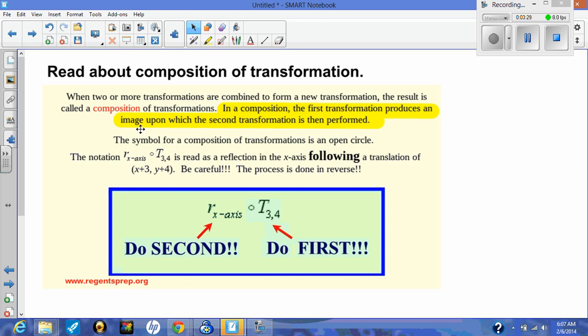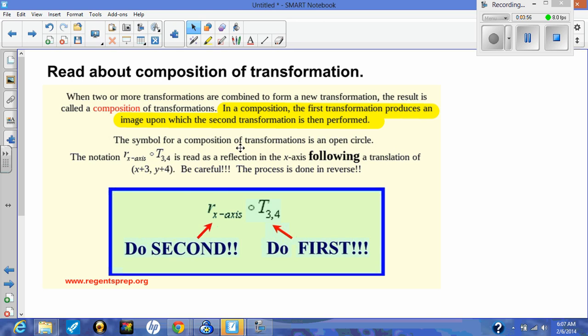And when the second transformation is performed, the rule we use is worked off the image. We don't go back to the pre-image, we go to the image it created from the first transformation. And if there's a third transformation, we go off the new image. So it's like a series of steps. You always work off the previous image.